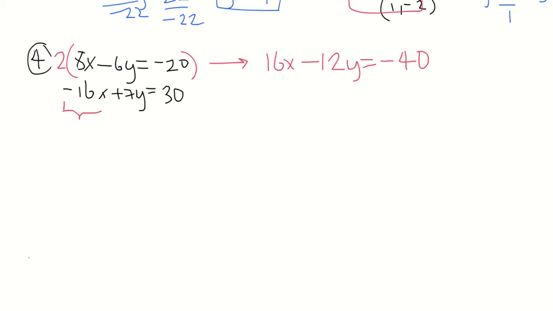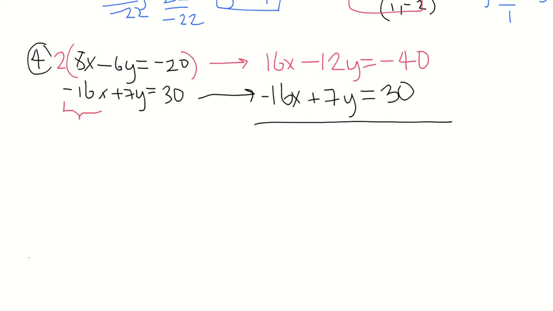And then I'm just going to rewrite the bottom equation. Negative 16x plus 7y equals 30. Now that we have x's lined up, we just add these two equations together. When we do that, 16x minus 16x is 0, so those get eliminated. Negative 12y plus 7y is negative 5y. And then negative 40 plus 30 is negative 10.